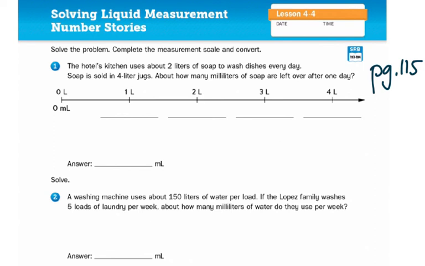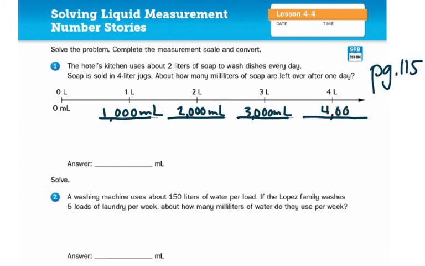So the first thing we need to do is fill in how many milliliters represents 1 liter, 2 liters, 3 liters, and 4 liters. So we multiply by 1,000. So 1 liter is the same thing as 1,000 milliliters. 2 liters is the same thing as 2,000 milliliters. 3,000 milliliters. And 4,000 milliliters.